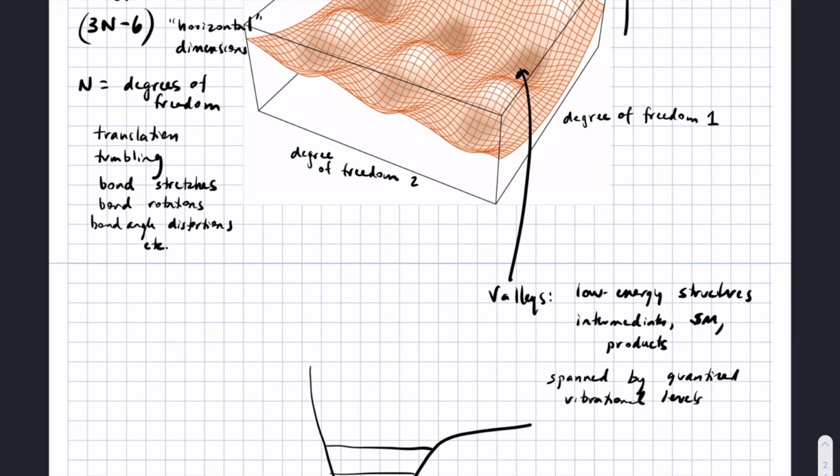Go ahead. Do the peaks also have horizontal quantized levels? I think if you get above the peaks, usually the higher you go up in energy, and even here, the closer you get to breaking the bond, the more close in energy the vibrational levels get until they're mostly continuous. Yeah.